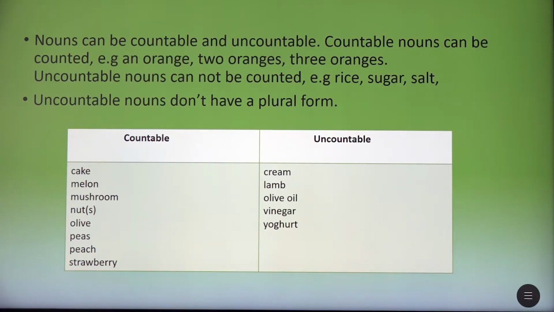Note something: uncountable nouns don't have a plural form, so they cannot be in a plural form. You can see a list of countable nouns and a list of uncountable nouns. This is from the previous class that we had about food and drinks. So countable can be cake, melon, mushroom, nuts, olive, peas, peach, and strawberry. And uncountable can be cream, lamb, olive oil, vinegar, and yogurt.